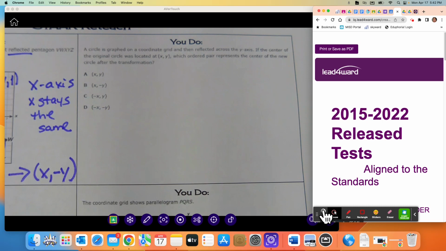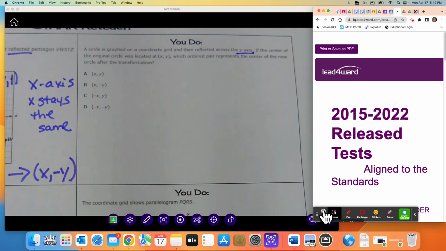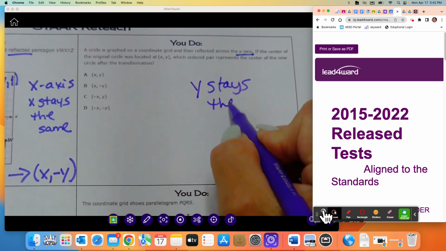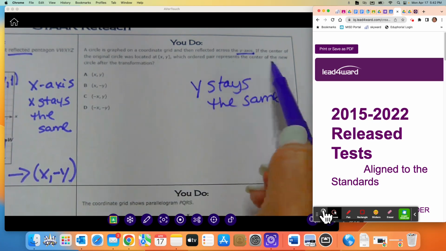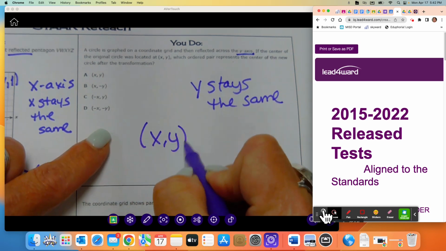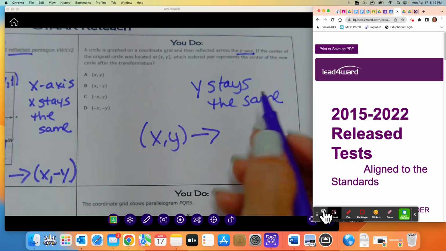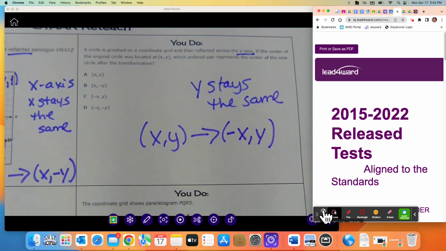A circle is graphed on a coordinate grid and it's reflected across the y. So if it's reflected across the y-axis, that means the y stays the same. Okay? Which ordered pair represents the new circle? So we start with x comma y. It's reflected across the y-axis. So y stays the same. X becomes its opposite. Okay?